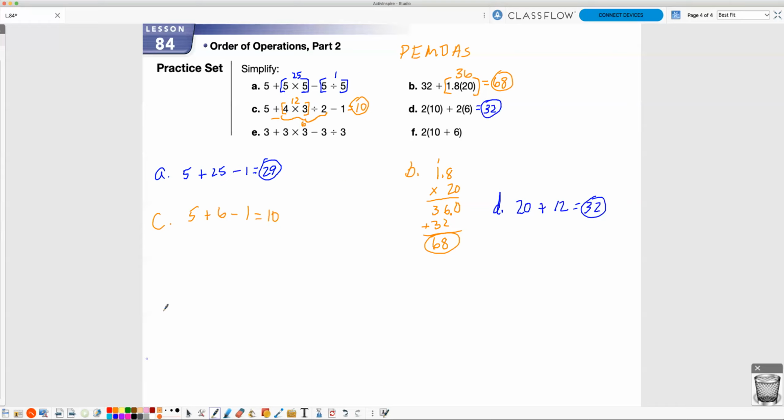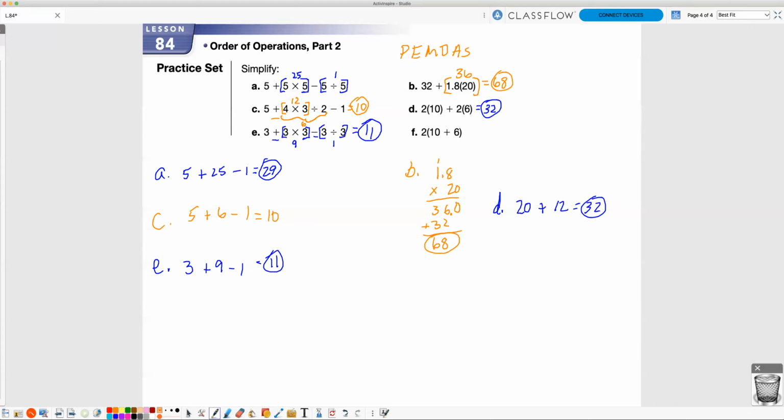Letter E. If you have 3 plus 3 times 3 minus 3 divided by 3. So I can see this piece right here. These two need to be done first. These would be done second. And if I do 3 times 3, that's 9. And 3 divided by 3 is 1. So I'm going to rewrite this. I've got 3 plus this 9 minus this 1. Now I just need to work from left to right. 3 plus 9 is 12. Minus 1 makes 11. So my final answer to this should be 11.